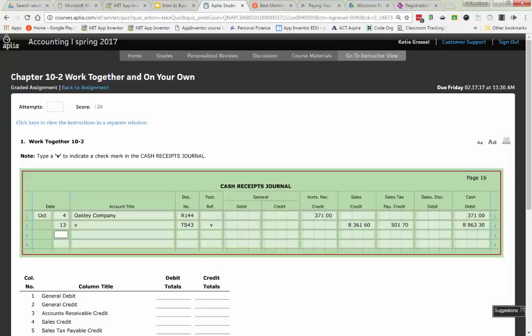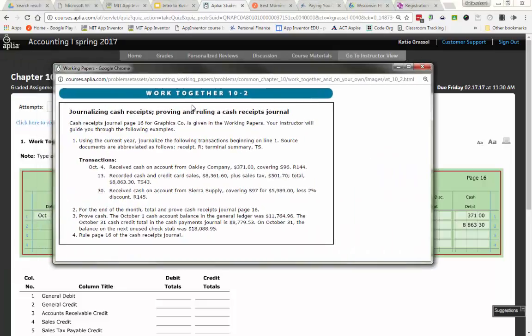Okay, the next one we have to do math. So I want us to look at this to understand. On the 30th, received cash in account from Sierra Supply covering S97 for $5,989 less a 2% discount. So what have we done?